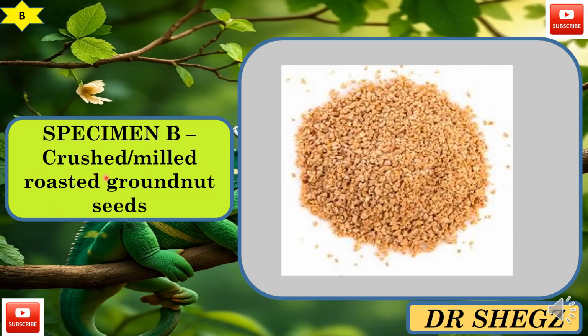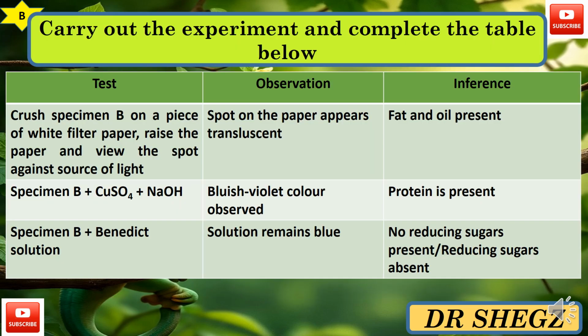Specimen B is crushed, milled, roasted groundnut seeds. So what questions do we have here? You will be asked to carry out a food test. Notably, the first one, you crush that specimen against a filter paper and view it against a source of light. This is called the translucent test.